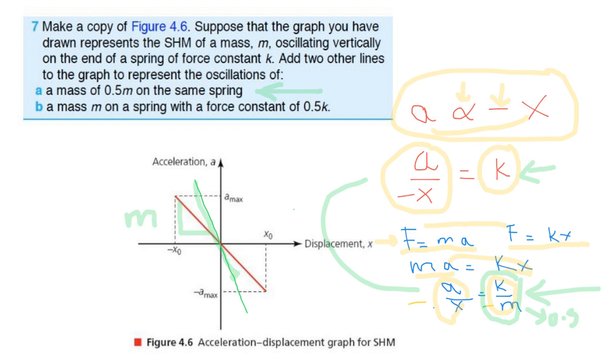And then for part B, the mass m on the spring with a force constant of a half k. What will happen to the slope if I reduce k by a half? It's going to make the slope half as big. There we go. Okay, it's not a common question and it is tricky, but I hope you get it now.